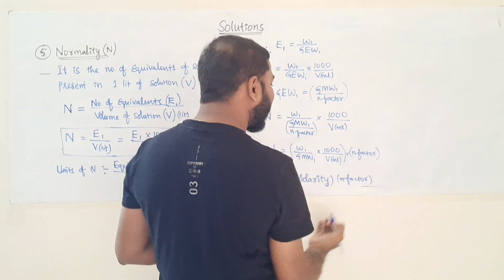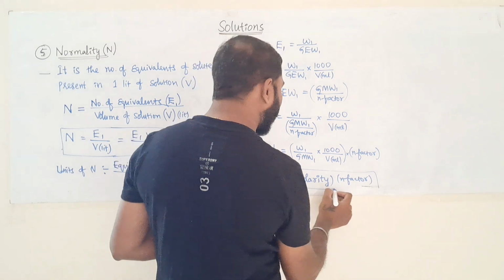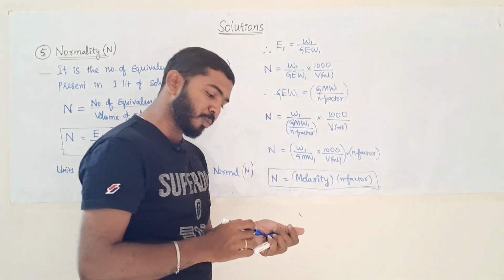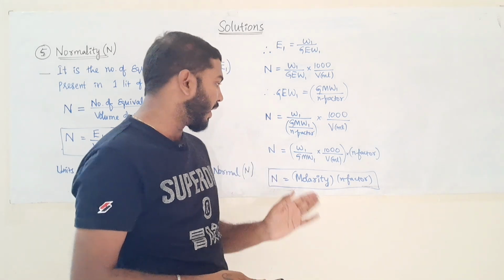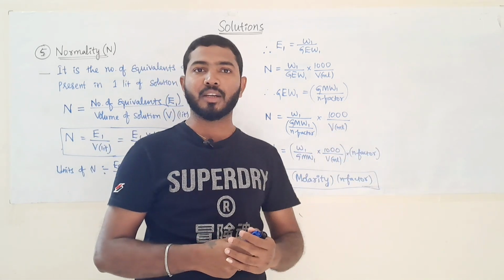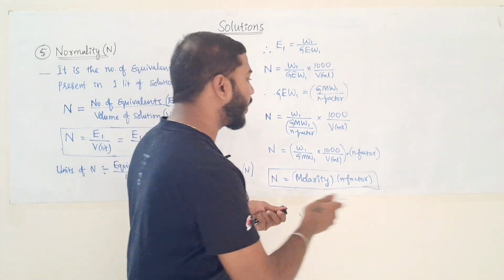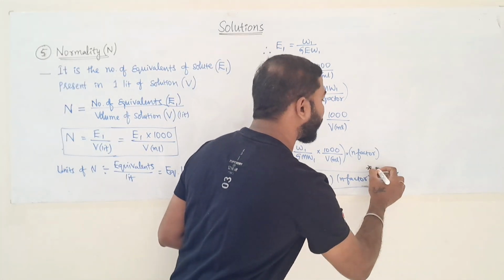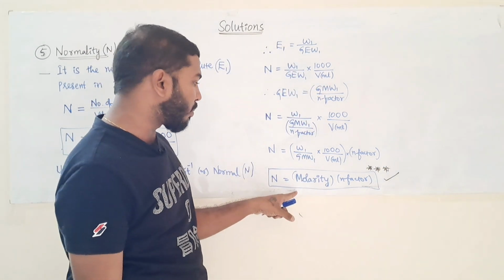So obviously if we miss the n factor in normality, then we are going to express that value in molarity, which is not correct. So when it comes to normality, we need to consider the n factor. This is very important. So the final equation is going to be very interesting. Most of the questions we are going to solve with the help of this particular formula.